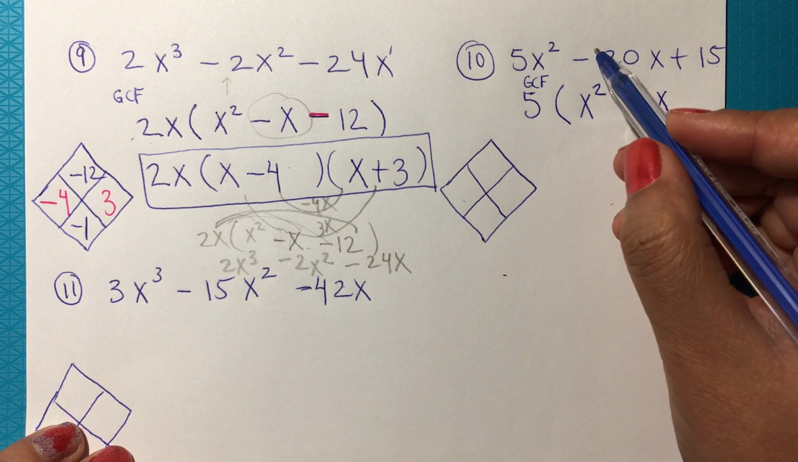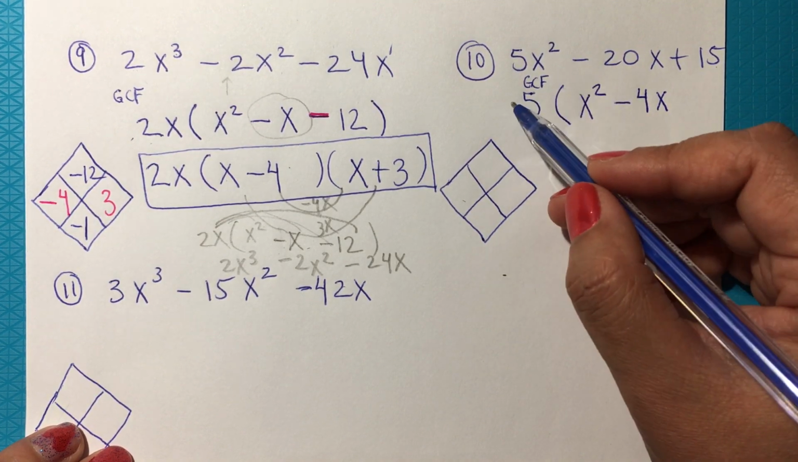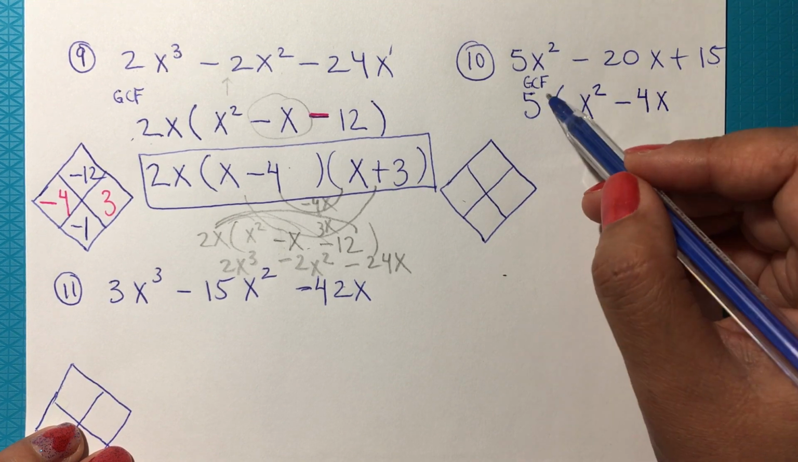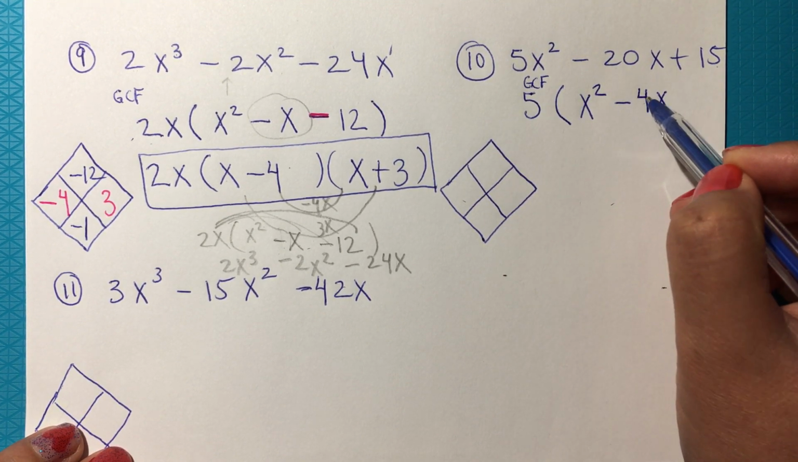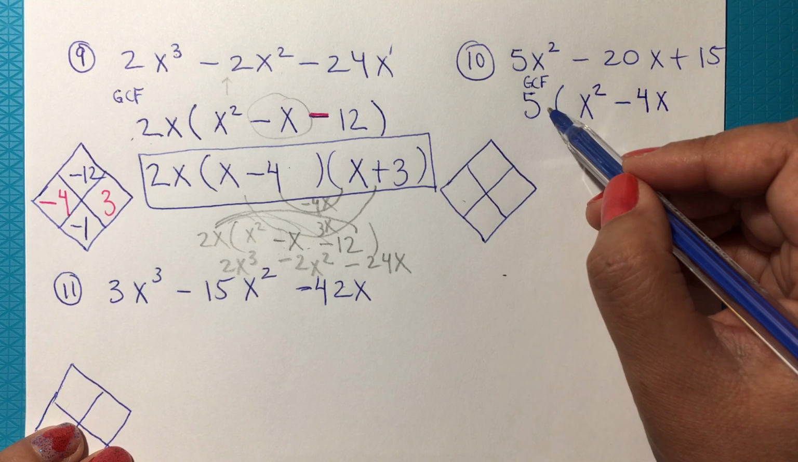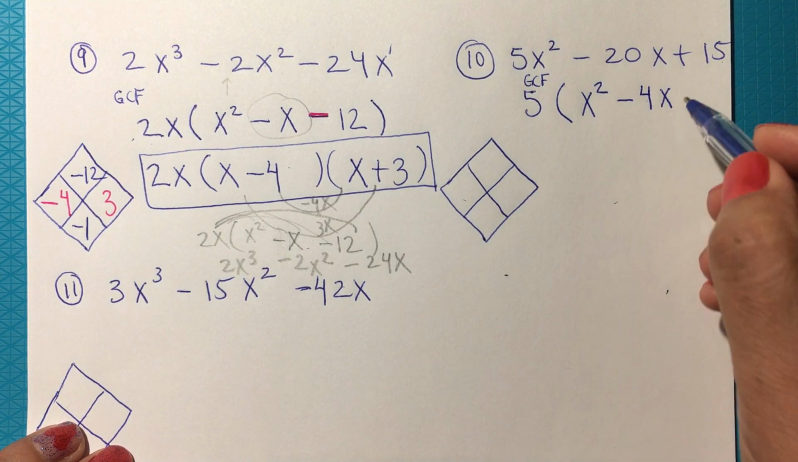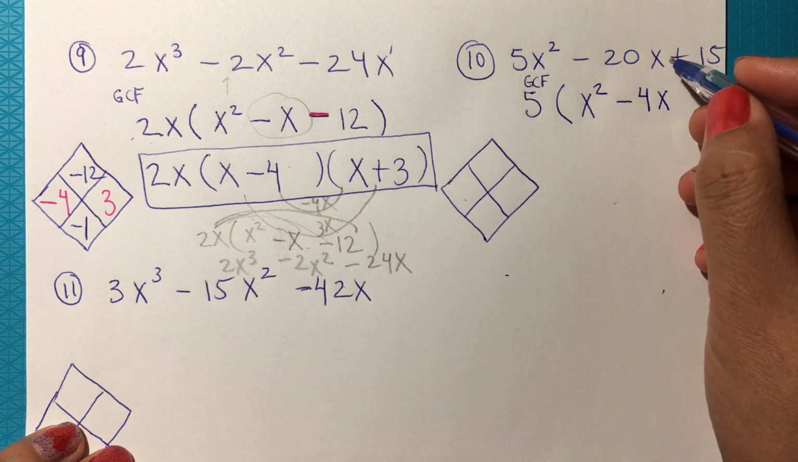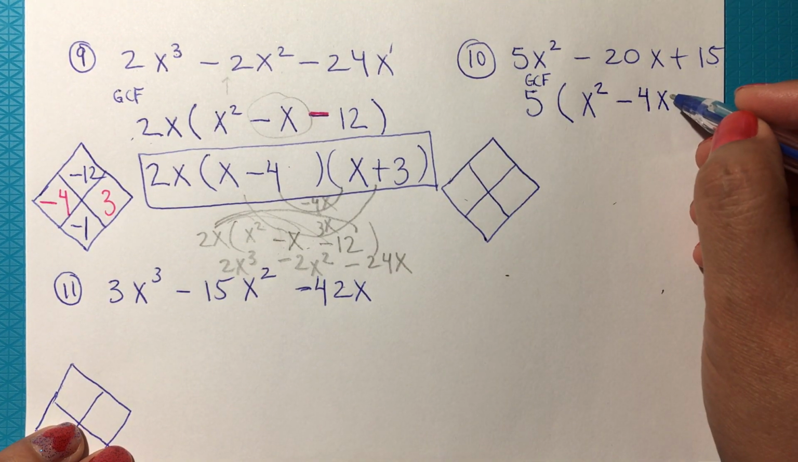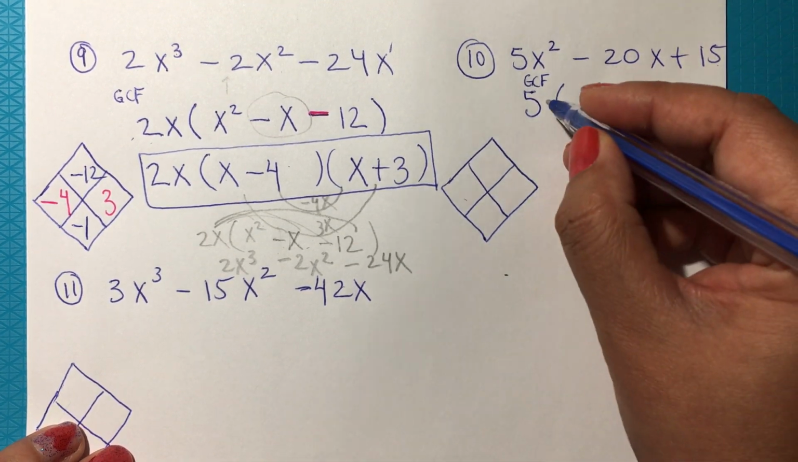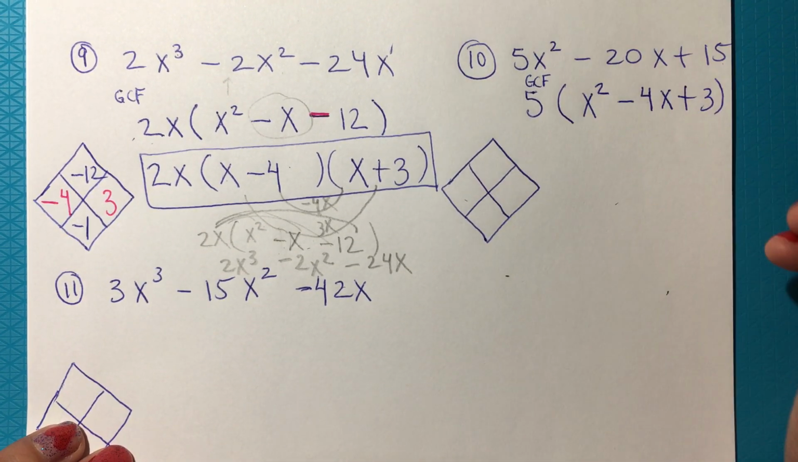Now, if you get confused, first divide the signs. Negative divided by positive is negative. Then the numbers: 20 divided by 5 is 4. And finally, the variables. We don't have any x in here, so you just bring it down. The last one, positive divided by positive is positive. 15 divided by 5 is 3.